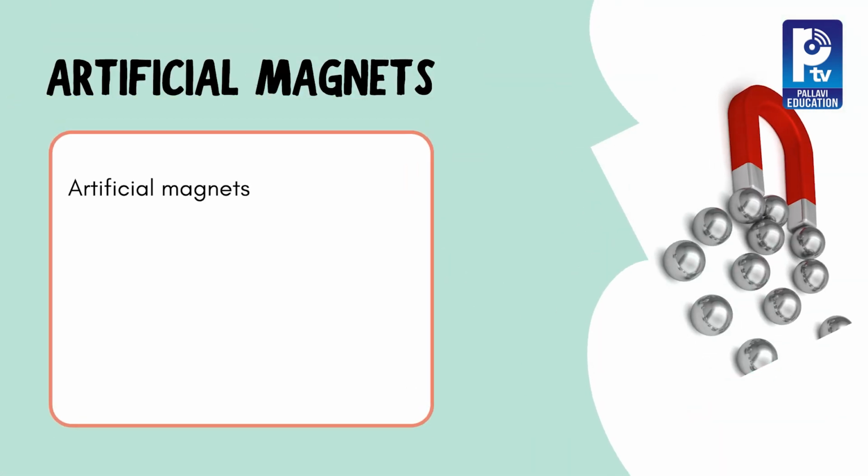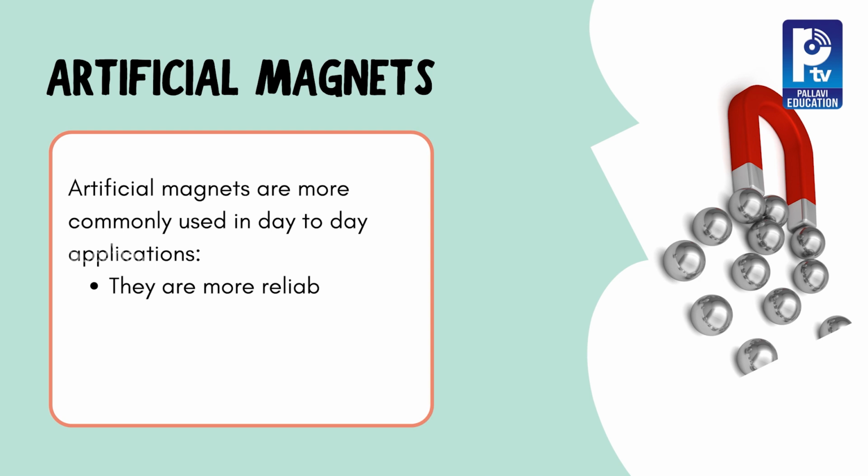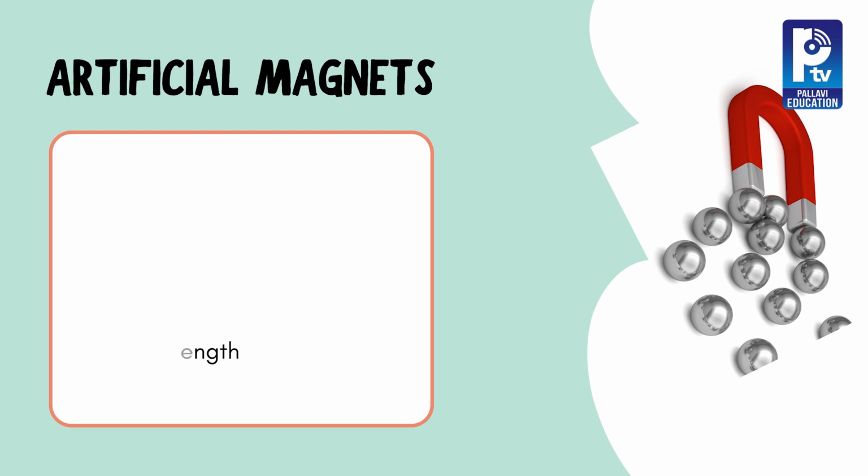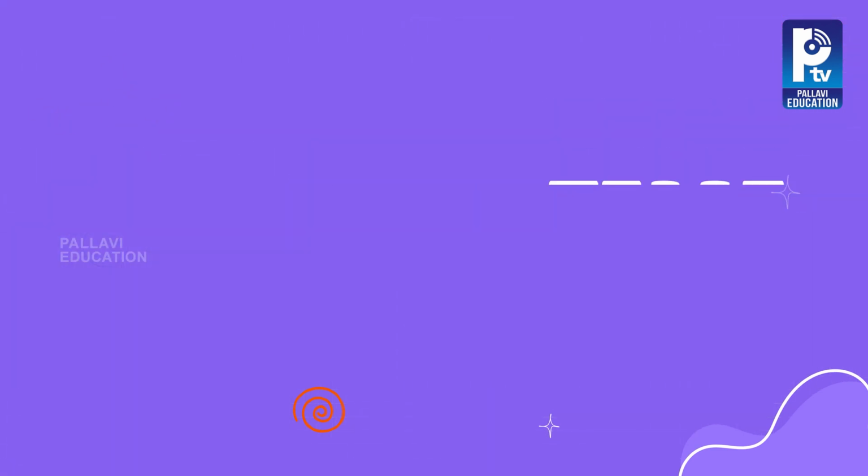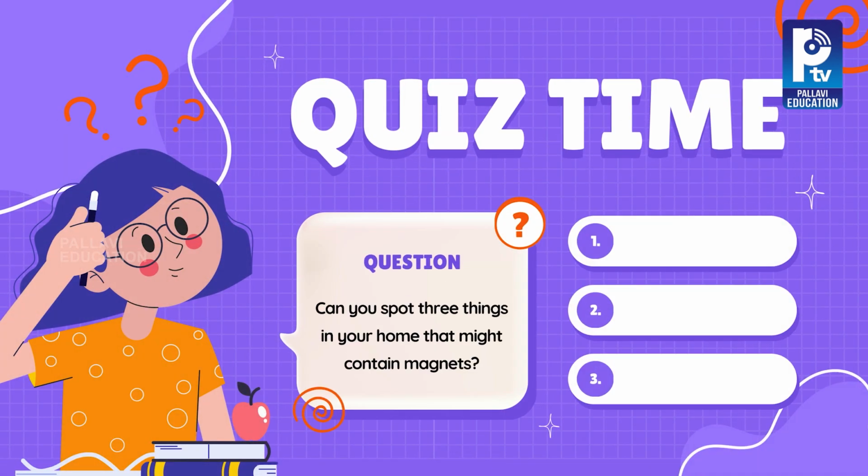Artificial magnets are more commonly used in day-to-day applications because they are more reliable and can be customized in size and strength. A quick question. Can you spot 3 things in your home that might contain magnets?